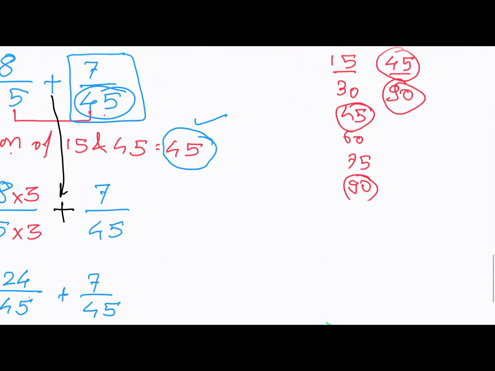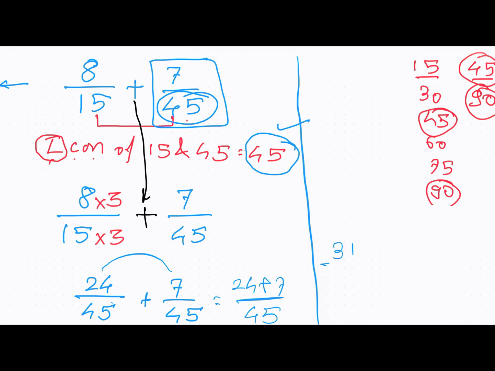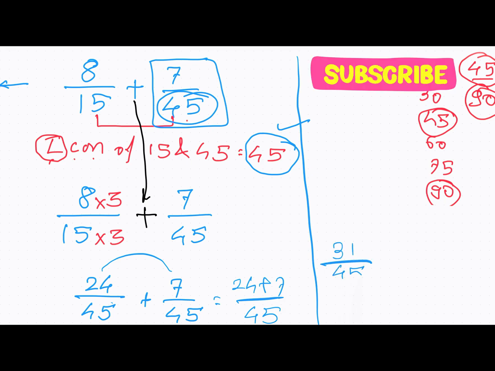Now as the denominator we have got is the same, we have to solve the numerators only. So what is going to be the answer? We'll just keep the denominator as it is and it will be 24 plus 7. So our answer will be 31 by 45. Now last thing, if these two terms are divisible by the same number, then you must divide these two numbers by that same number. If it is not, then this is our final answer.